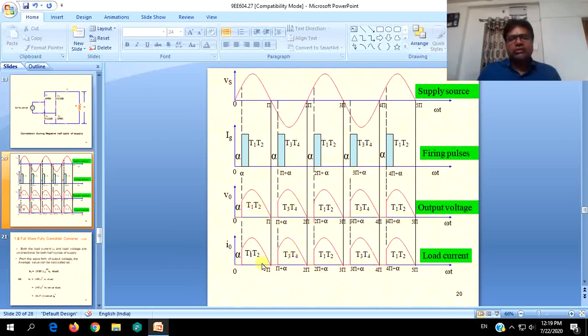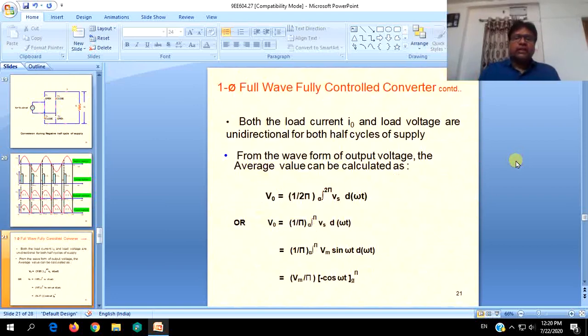In case of full wave conversion, when you take a full cycle of supply voltage, in both the half cycles, the load will be getting its voltage and current. So the net voltage or average value of DC current will increase now. And also the controllable voltage range will increase. Both the load current I0 and load voltage are unidirectional for both half cycles of supply.